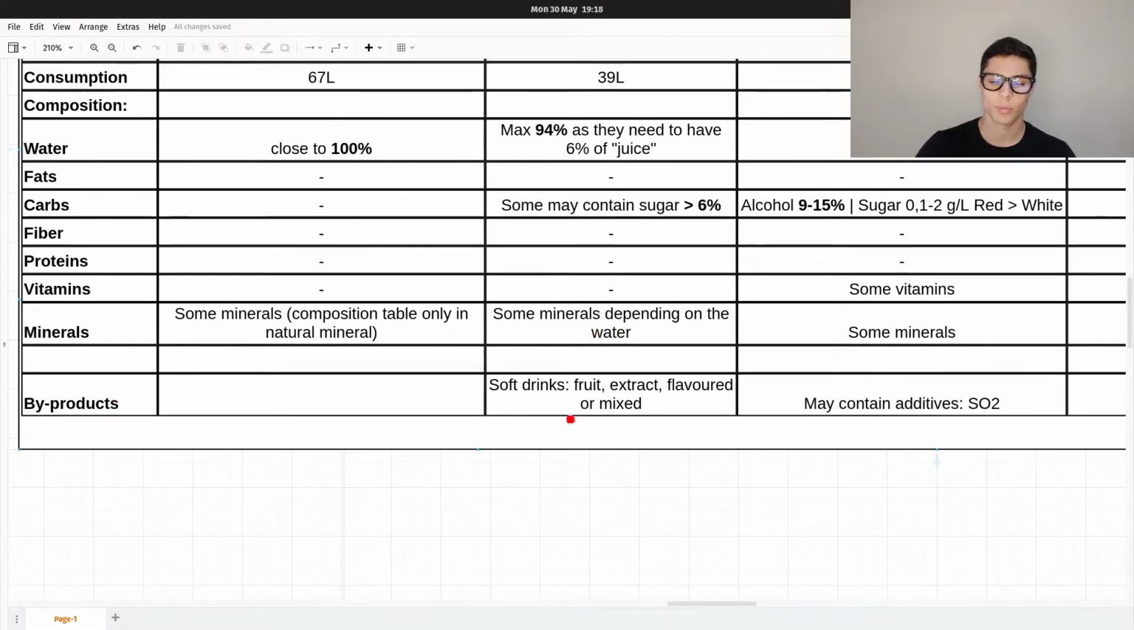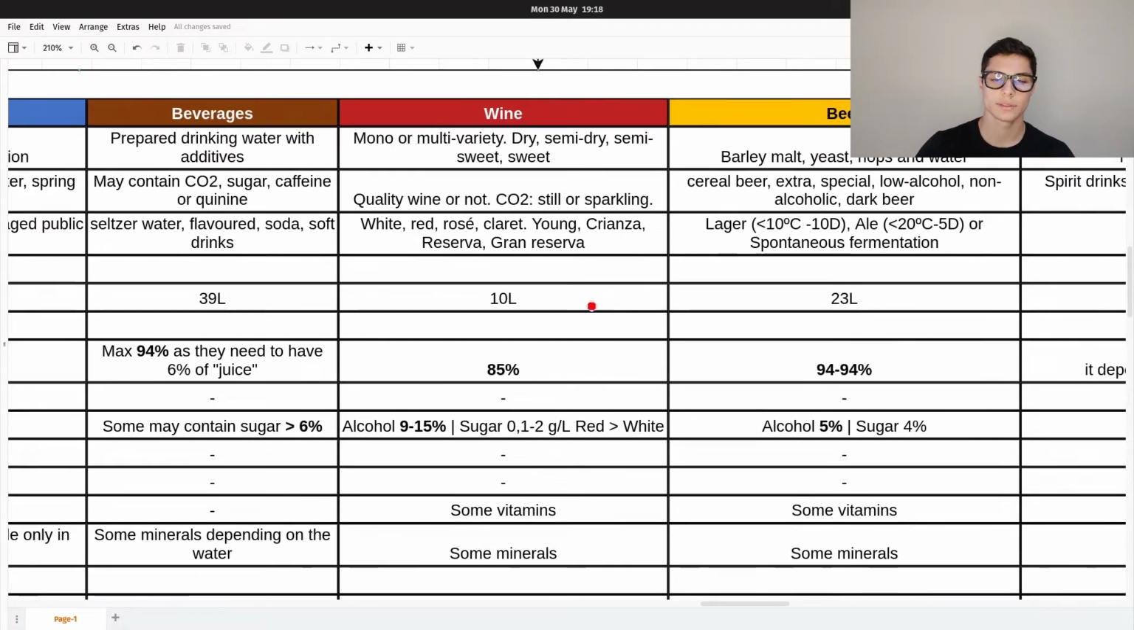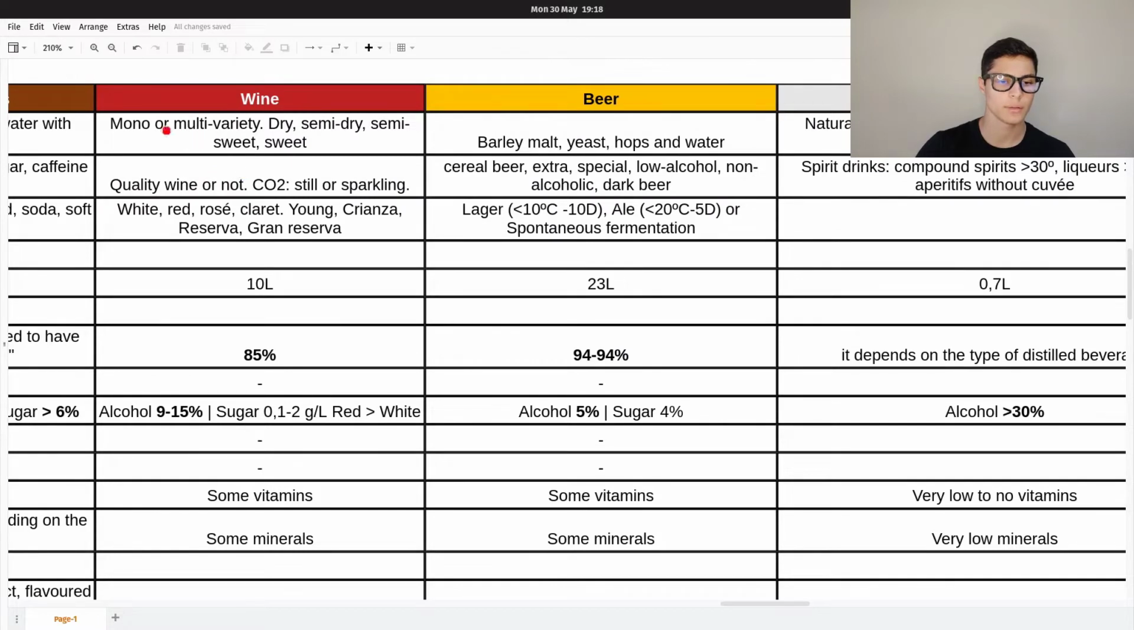The byproducts, well, soft drinks, they can be from fruit, from extract, flavored or mixed. And then we enter the alcoholic drinks. Wine can be mono or multi-variety. It can be also dry, semi-dry, semi-sweet or sweet.